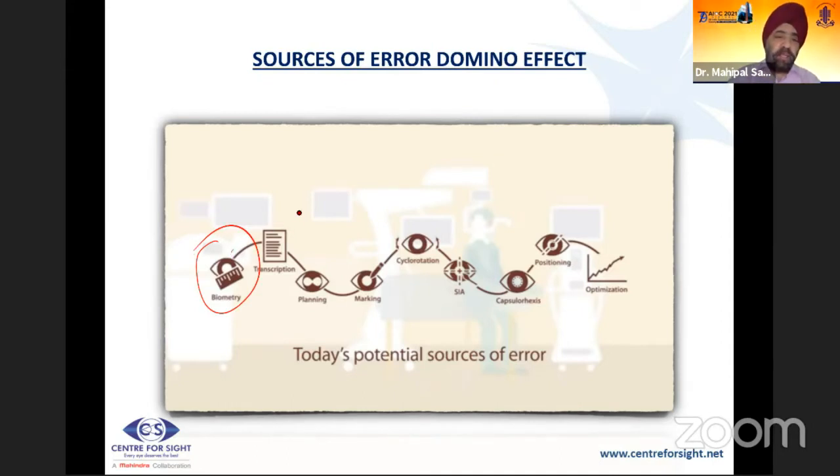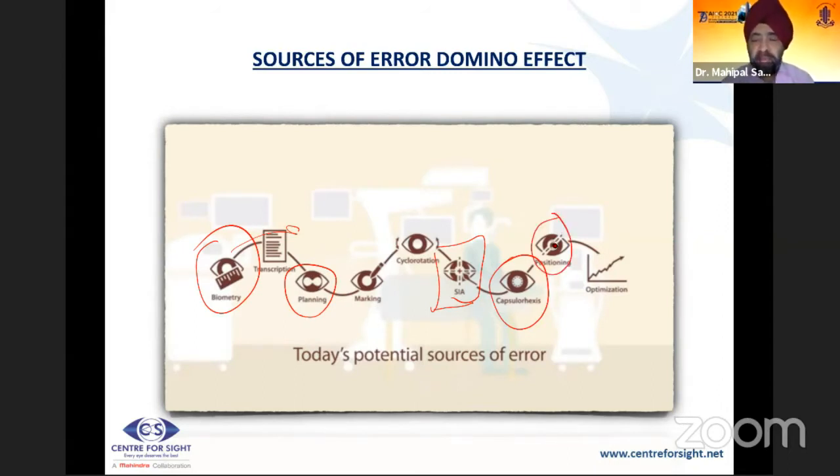Then you normally had to write it down, so there is a transcription error, and a planning error could be there. Then the marking, if you are doing the physical marking, there could be an error there. And when a patient is lying down and when a patient is sitting up, there could be a torsional error. Then there is a surgically induced error, depending on how much you are feeding in for your surgeon or different person surgery, the capsular axis being imperfect and the lens getting decentered. And finally, the positioning, on the table as also post-operatively, and how you are optimizing your outcomes.